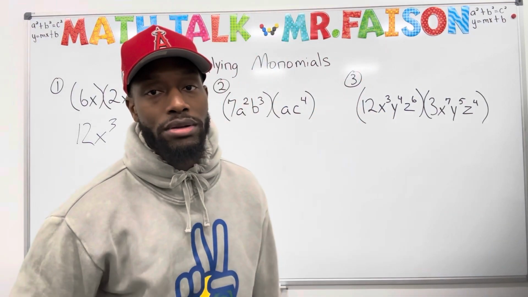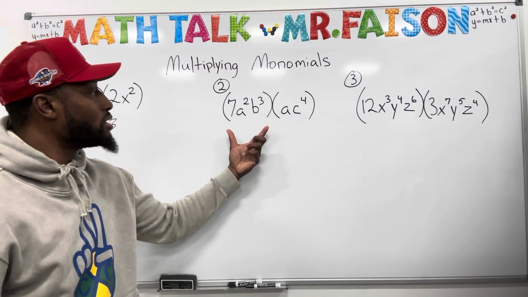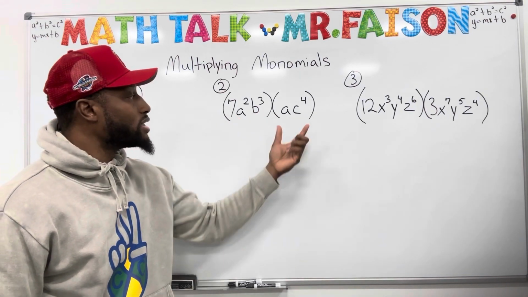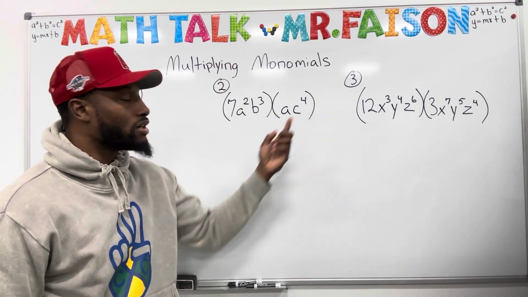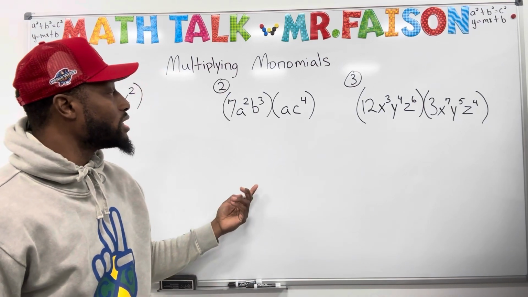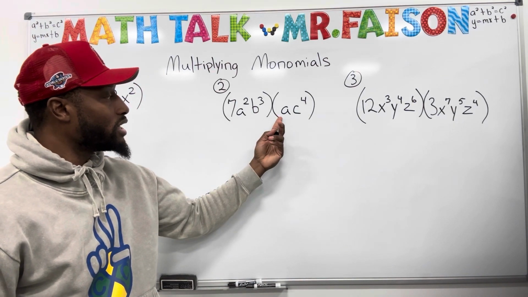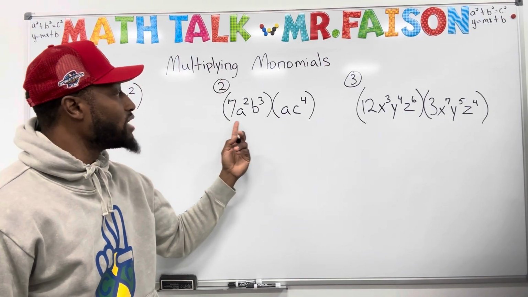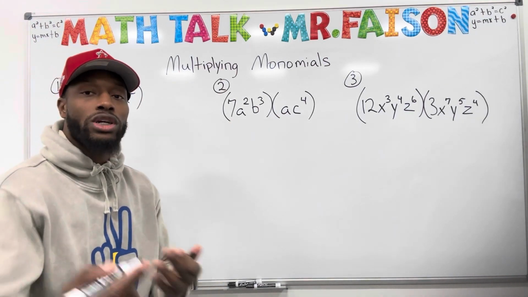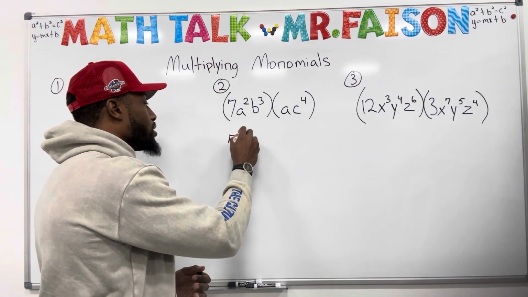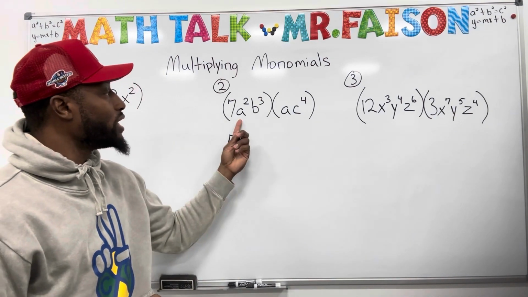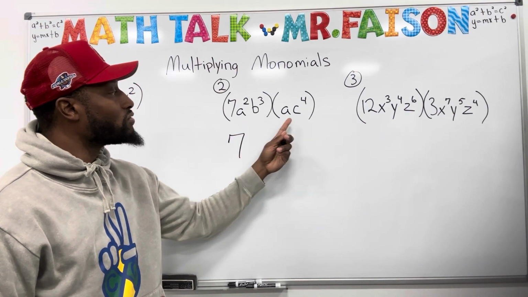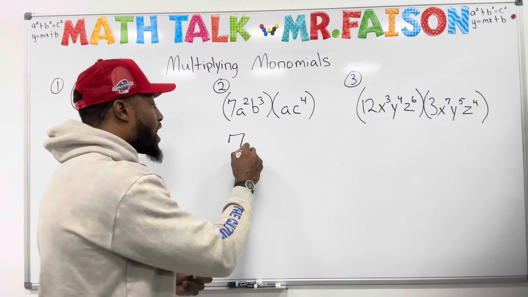So, let's hop over to problem number 2. In the first parentheses, I have 7a squared, b to the third. In the second parentheses, I have a, c to the fourth. So, what I look is, I have 7 times this right here. What number is in front of this that I can't see? It's a 1. So I have 7 times 1. 7 times 1, we all know is 7. If I look between here and here, how many a's do I have? Right here, I have 2 a's. Right here, I only have 1 a. So I add them up.